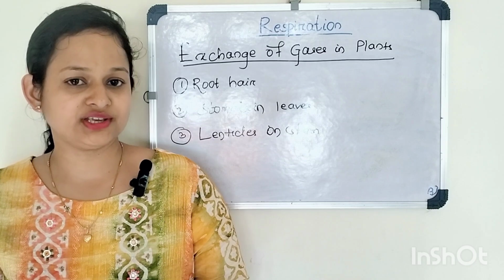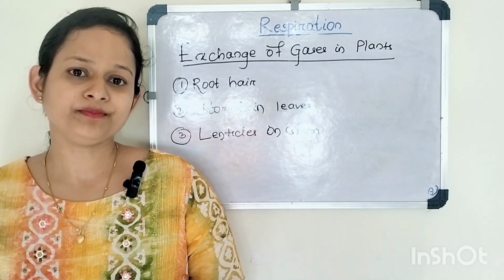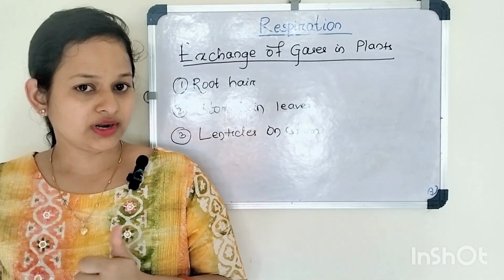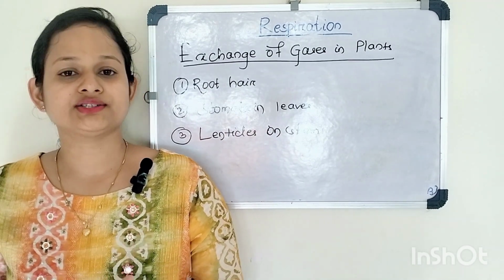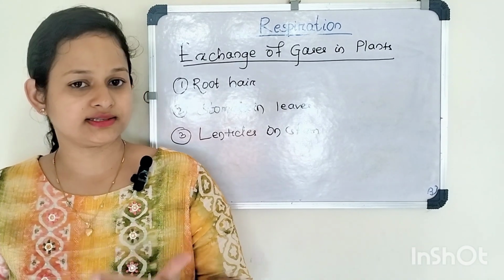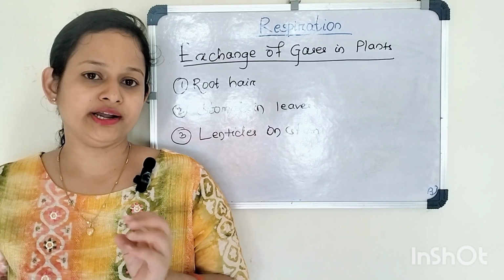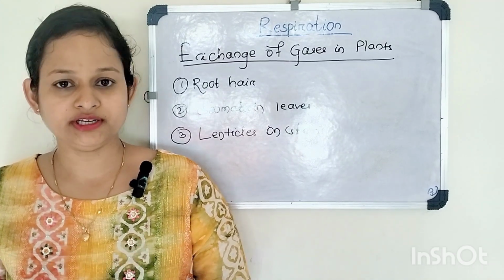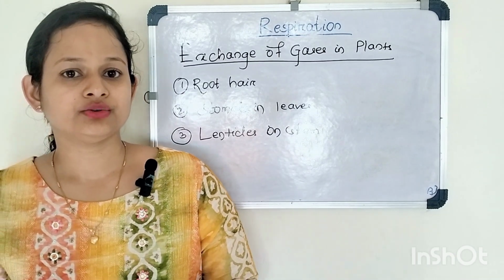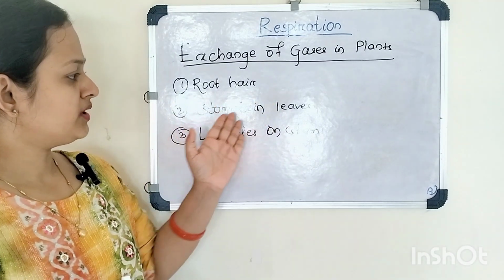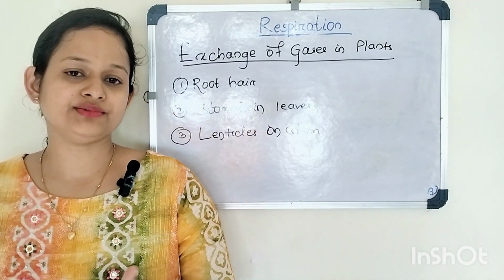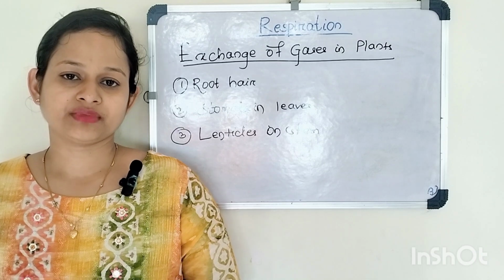After knowing all these things about the mechanism of respiration, we come to the exchange of gases in plants. The plant is a living thing, so it needs water, minerals, and also gases for its survival. These gases, like oxygen and carbon dioxide, enter and exit the plant body through the process of diffusion. There are some structures present: root hairs in the root, stomata in the leaves, and lenticels on the stem. These 3 structures help in the exchange of gases in plants.